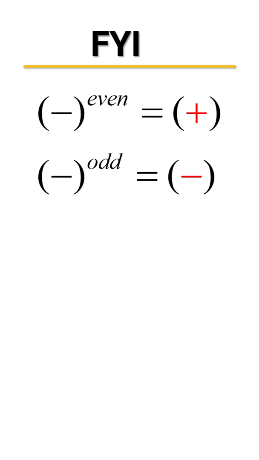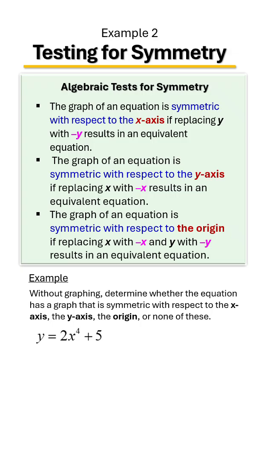Here's some important information you should remember. An even number of negatives will always equal a positive, and an odd number of negatives will always equal a negative. And now that we've gone over the algebraic tests for symmetry rules, let's go ahead and begin to solve a problem.